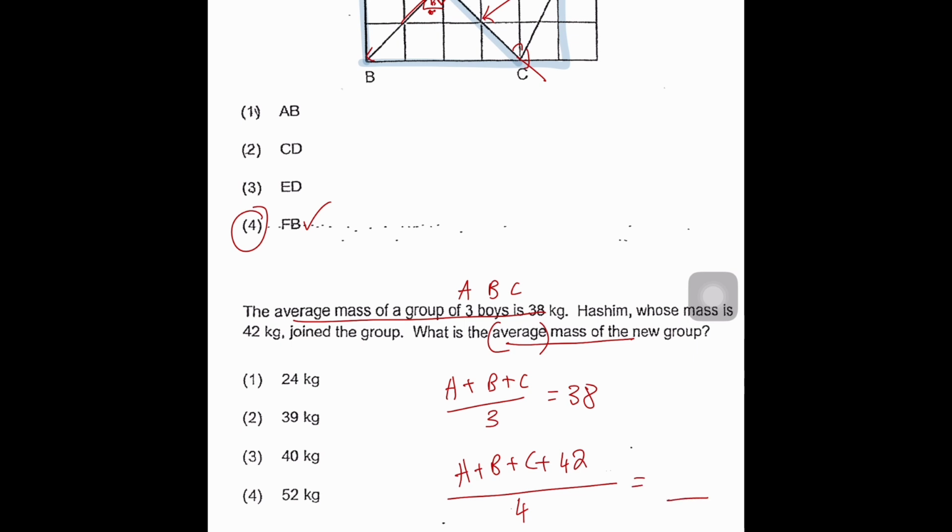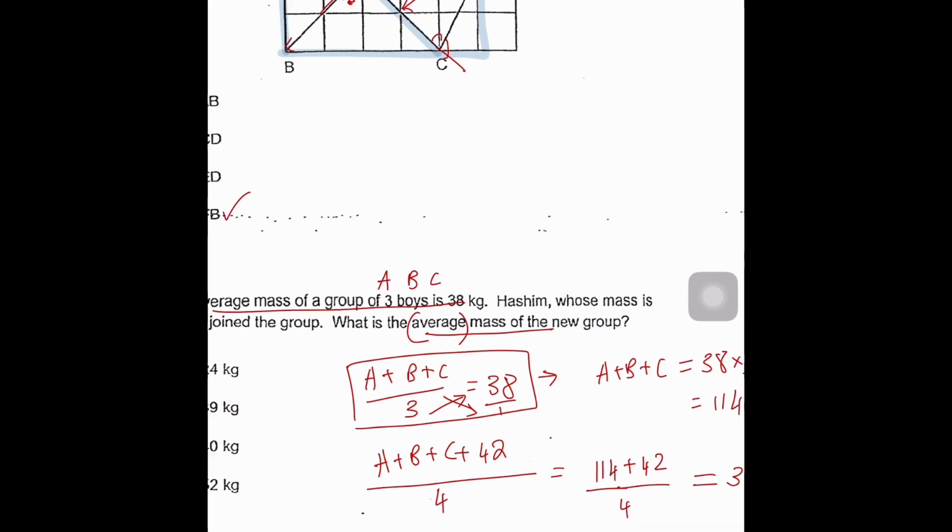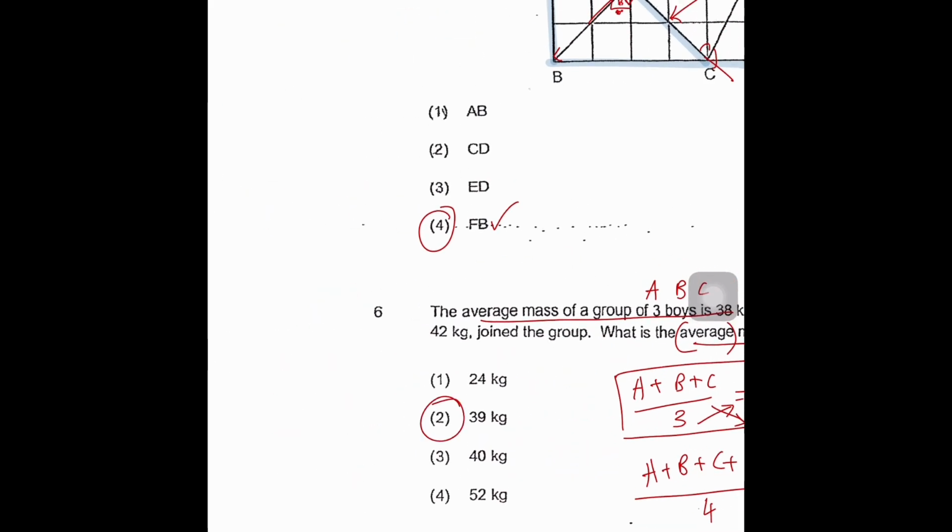So now you need to find the answer. First, let's see what A plus B plus C is. In order to find out how much A plus B plus C is, you simply have to do 38 times 3 because you cross over the fractions. So 38 times 3 will give you 114. Now you know what A plus B plus C is. So 114 plus 42 divided by 4 is your answer. You can simply use a calculator to get your answer, which is 39. So the answer is 39 kilograms.